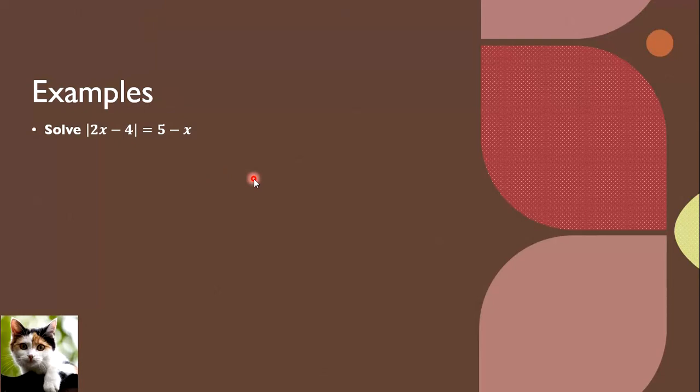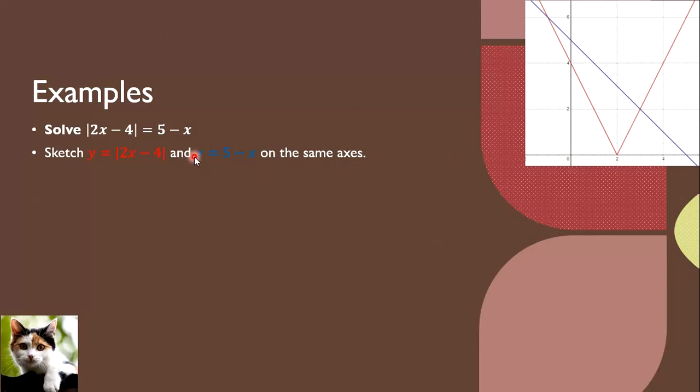Solve the modulus of 2x minus 4 equals 5 minus x. So the first thing I'm going to do is sketch both of these on the same set of axes. So the red one, I've color coded it, you see, is the modulus of 2x minus 4, and the blue one is 5 minus x. Now, there's my labels. We want to consider the modulus graph as two separate lines to make it easier to solve. So this one is the same graph as y equals 2x minus 4 for x is more than or equal to 0. And this one is y equals minus 2x plus 4 for x is more than or equal to 0.